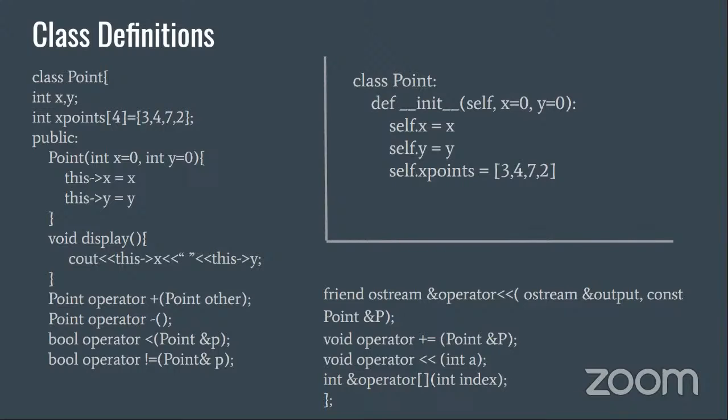Then we have the overloading for the input stream or output stream operator, and we have defined it as a friend function. It will return an OStream object. And next we have the plus equals operator.